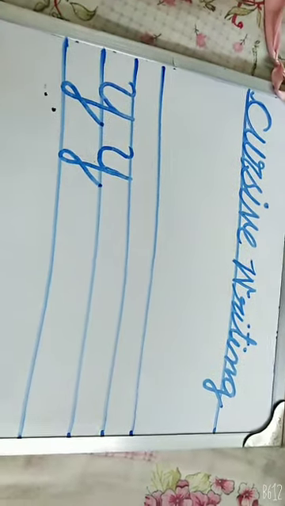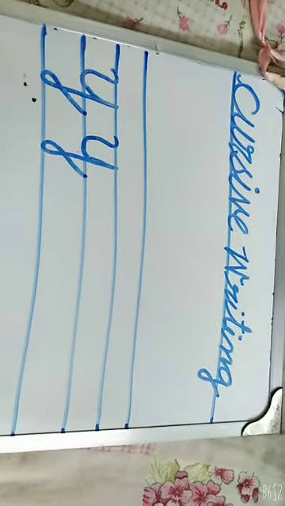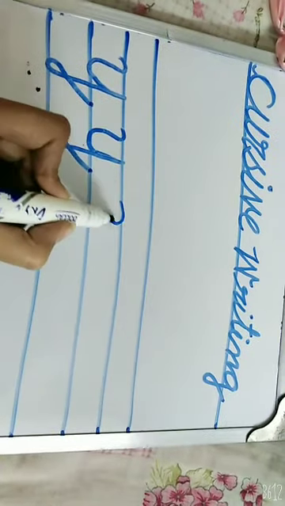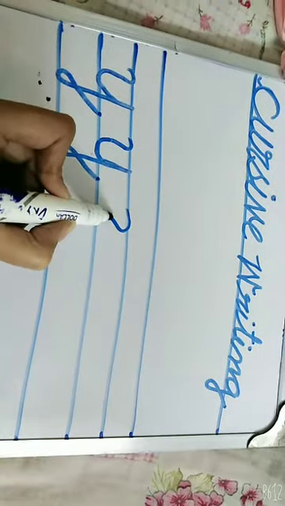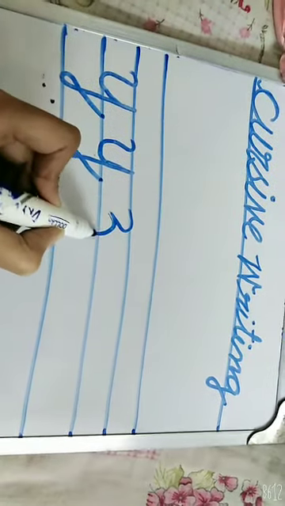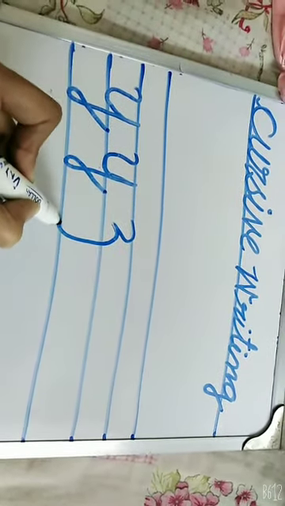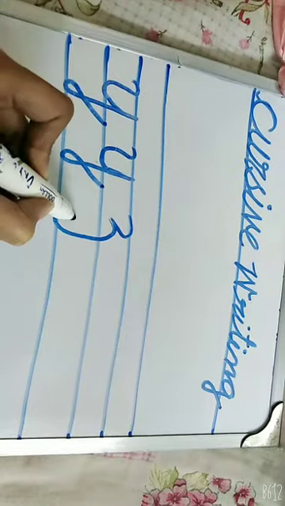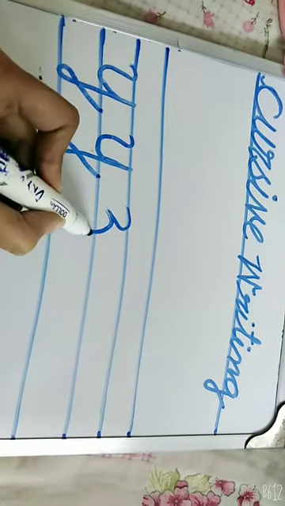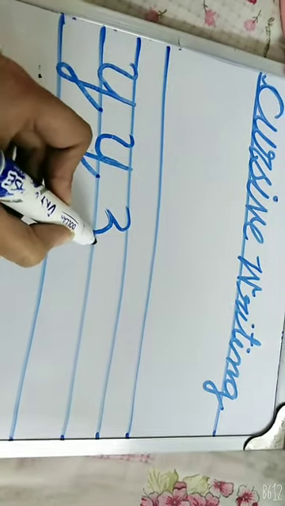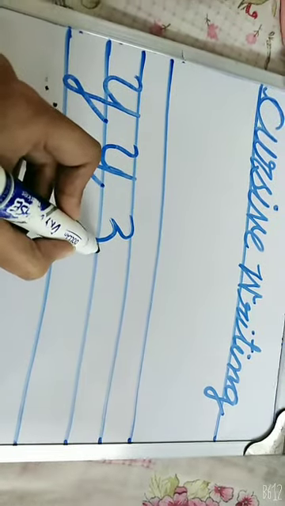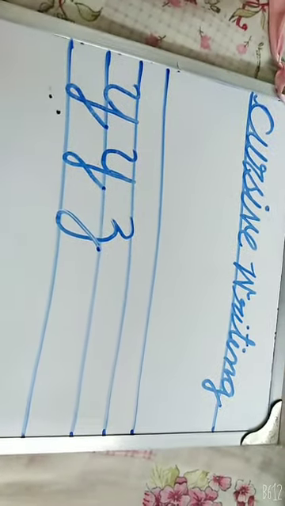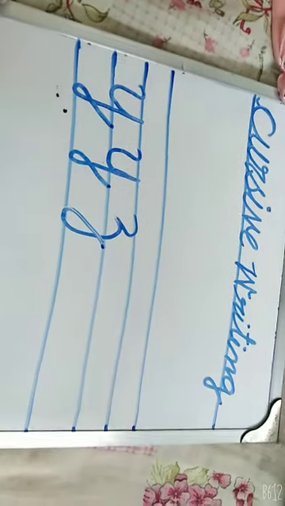Now I am going to write lowercase character Z. Put your marker on second line. Make curve here before touching any line, then come down on fourth line by making curve, then making loop here. Now touch the third line after making curve. Now pick up your marker. There is lowercase character Z.